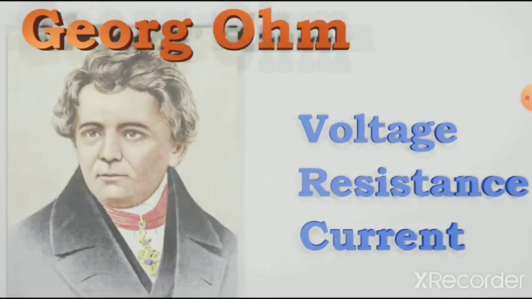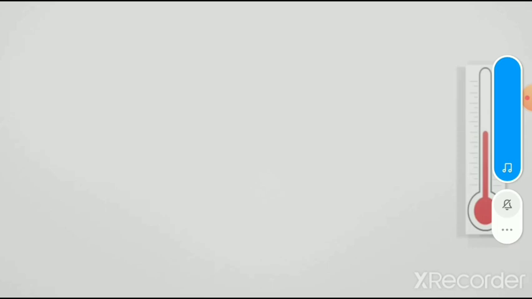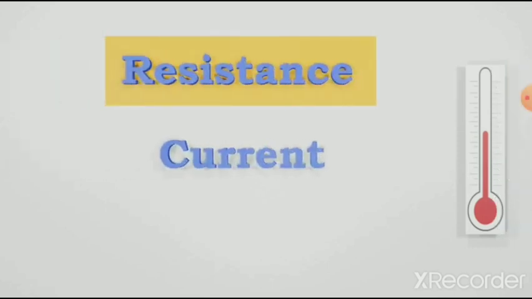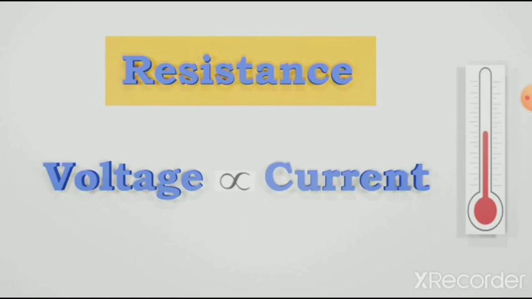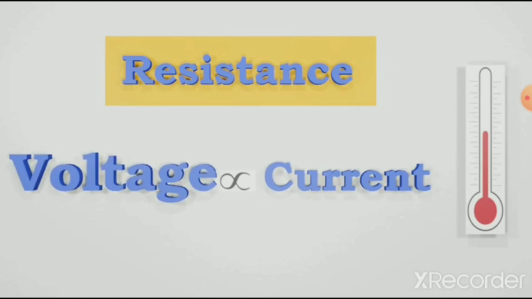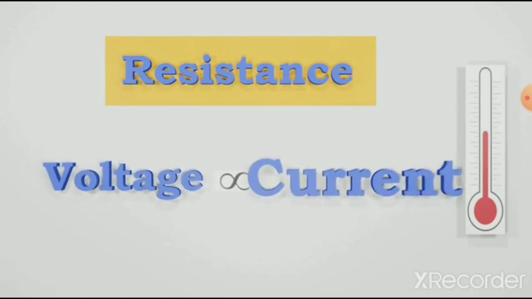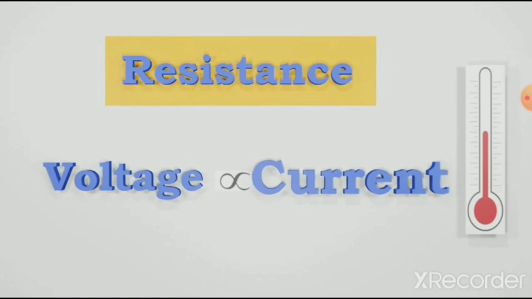This is George Ohm. He is the one who stated the relationship among voltage, resistance and current. He saw that at a constant temperature, the electrical current flowing through a fixed linear resistance is directly proportional to the voltage applied across it. If voltage goes up, then the current also goes up at the same factor. If the voltage goes down, then the current goes down by the same factor.